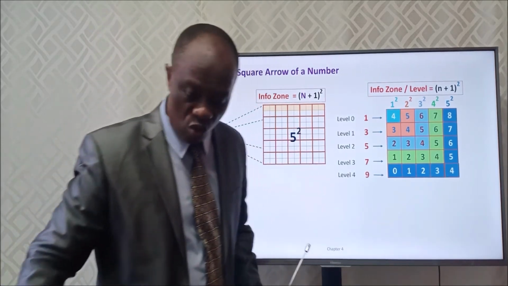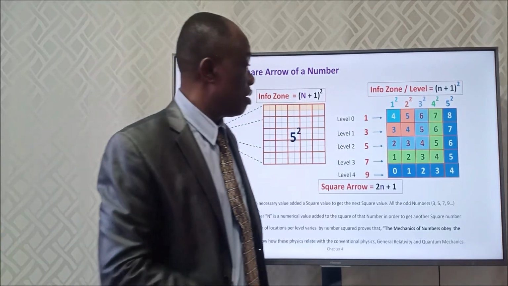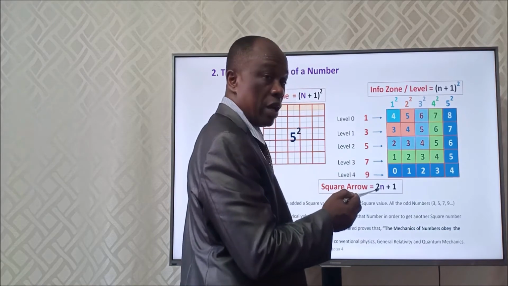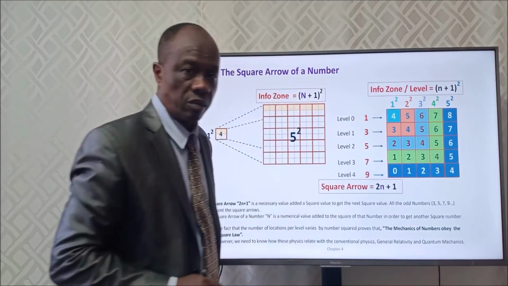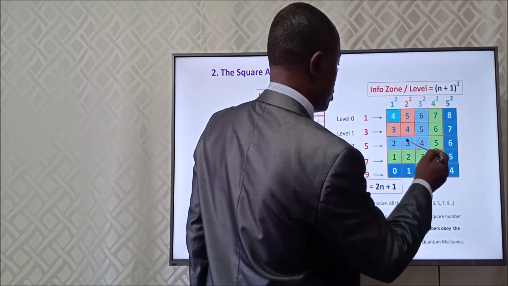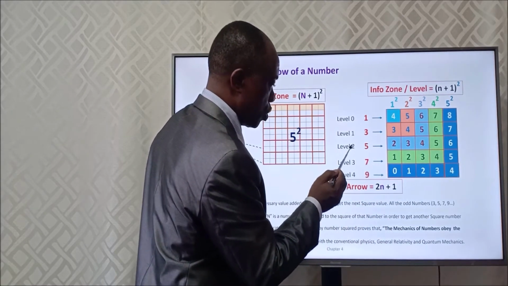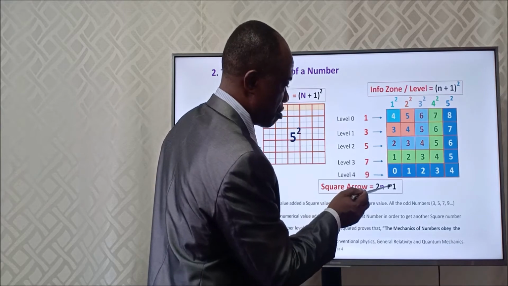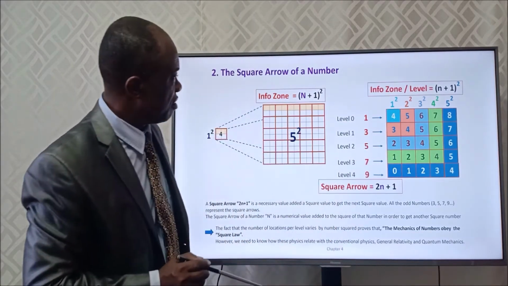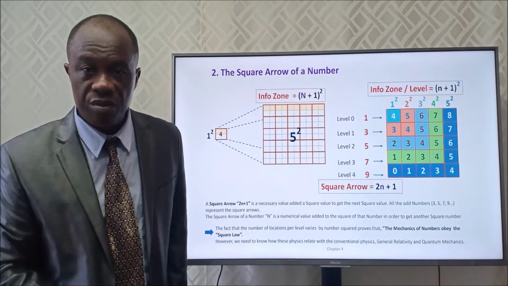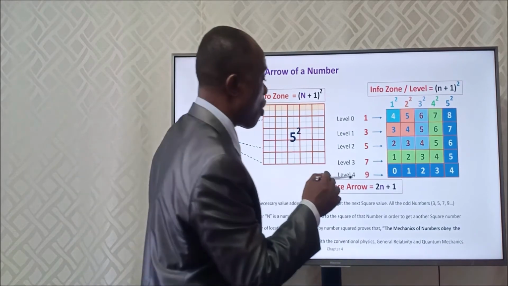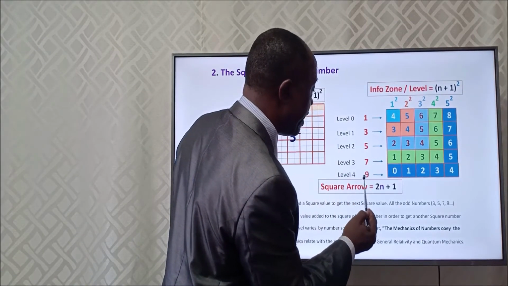So on that level, to calculate the square arrow on a given level, you have to get the level number multiplied by 2 plus 1. For example, I take level 2. So you have to get 2 times 2 plus 1. That's what gives you 5. So this 5 here is the square arrow of 2. The square arrow of 2 is 5. The square arrow of 4 is 9.